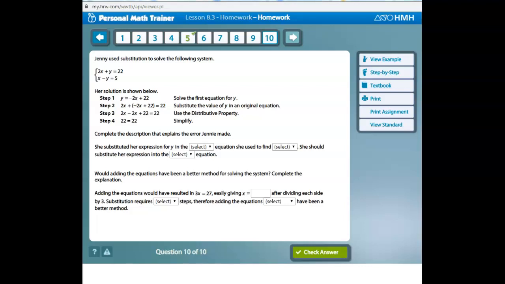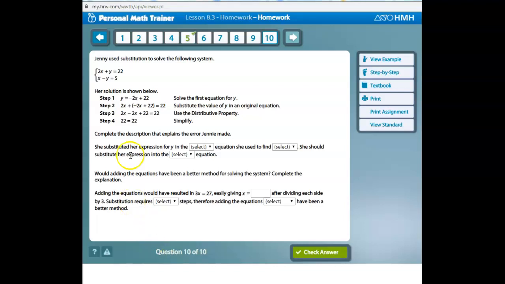So this is lesson 8-3, the homework, and this is number 10. Remember, number 10 was extra credit, and I posted extra credit because we skipped around. So this actually comes from section 8-1. It says, Jenny used substitution to solve the following system: 2x plus y equals 22 and x minus y equals 5. Her solution is shown below.